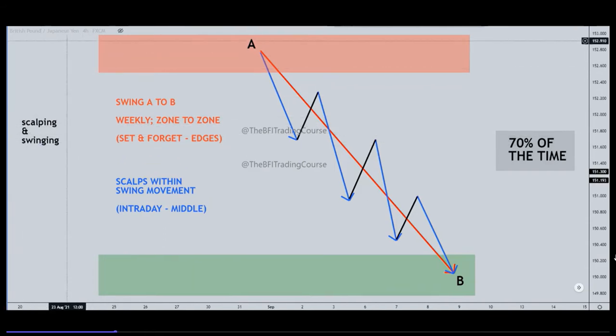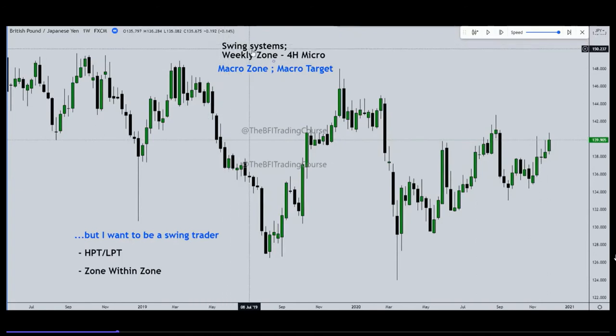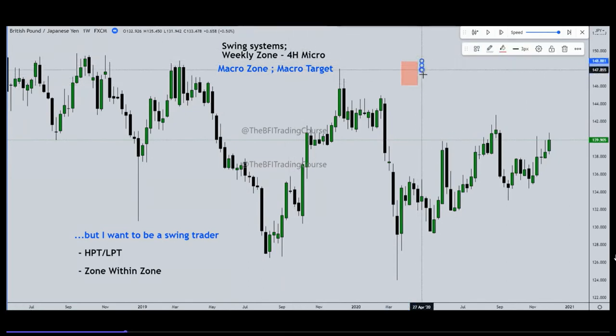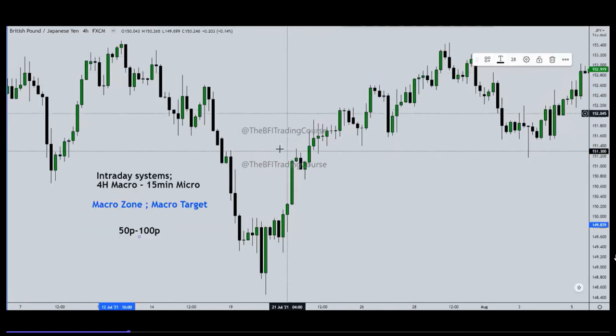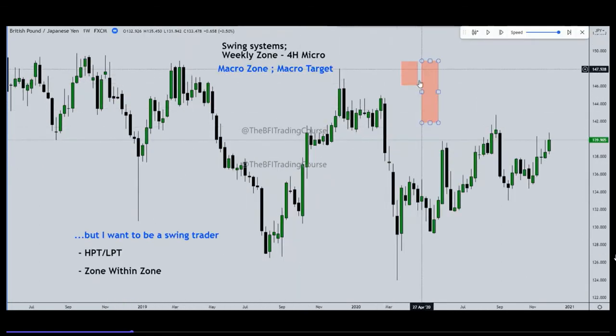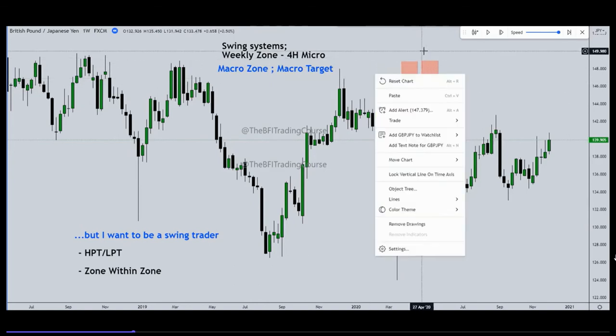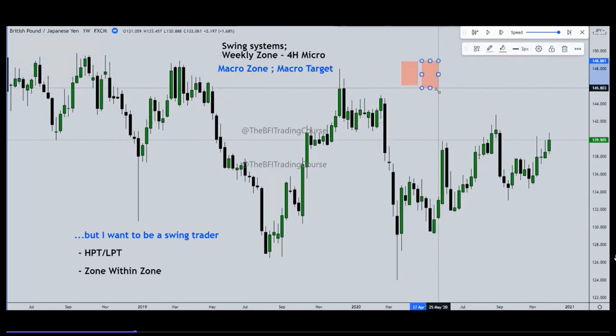Well, what's swinging? Swing systems, obviously a weekly zone. So what's our micro? A 4 hour. Just like you see a 15-minute engulfing or a 15-minute pin bar inside your 4 hour zone, you want to see an engulfing or a pin bar on a 4 hour. It's just a 4 hour engulfing or a pin bar upon which you would enter.